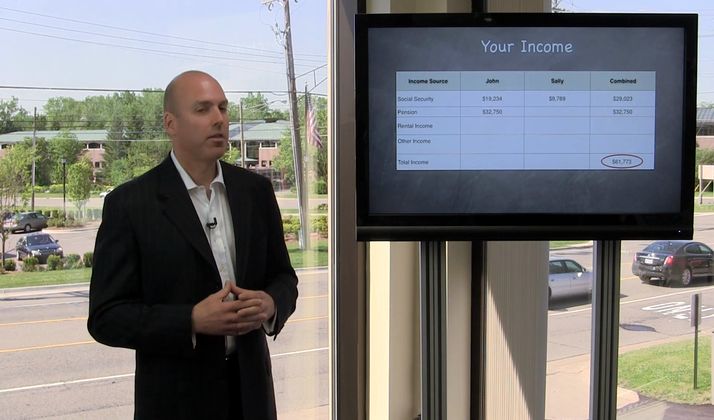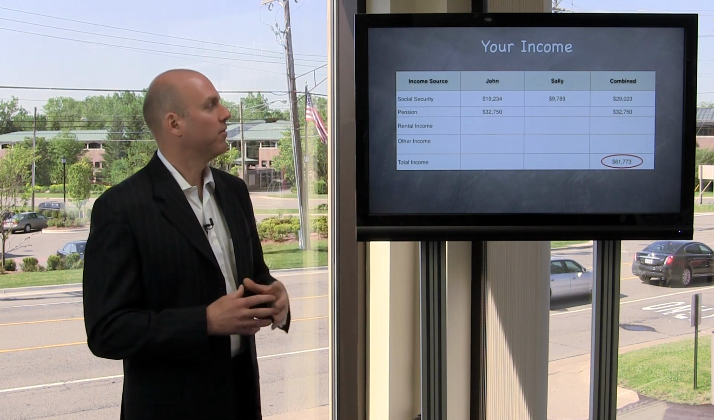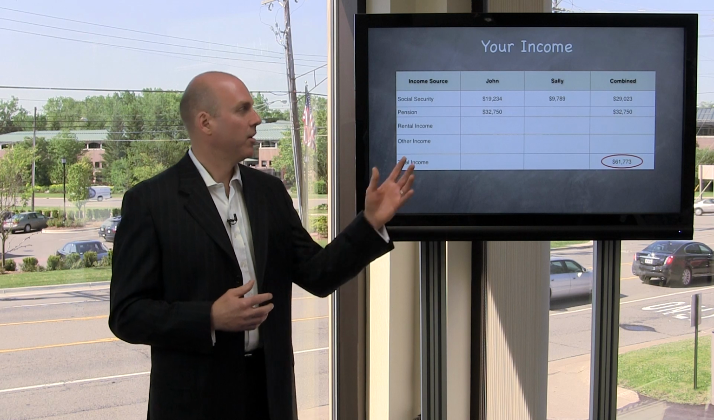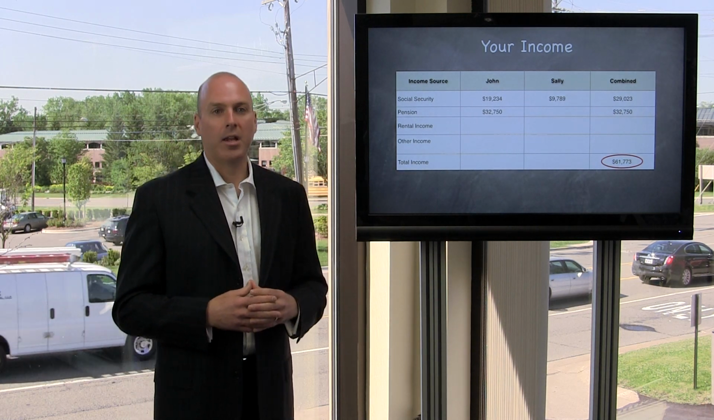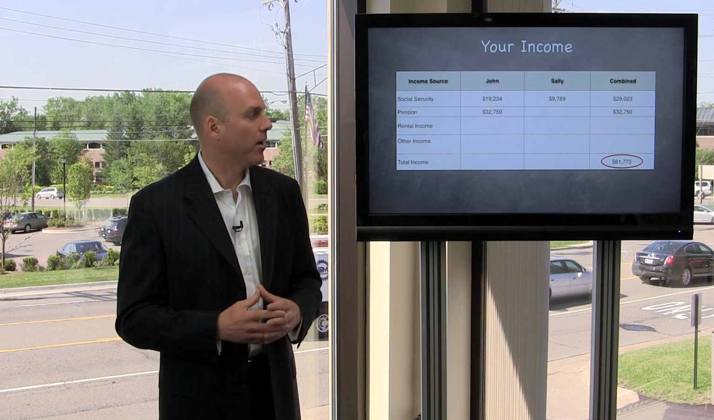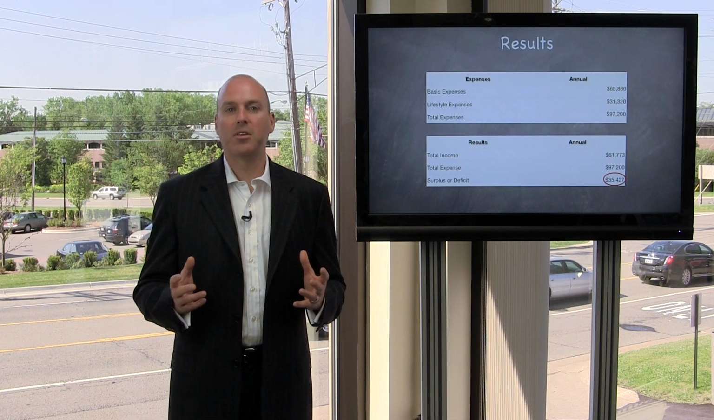So here's John and Sally's retirement income statement. John has a pension of $32,750. He also has some Social Security for $19,234. And Sally also has Social Security for a total of $9,789. This gives them a retirement income total of $61,773. Okay, now let's start putting some of this together.